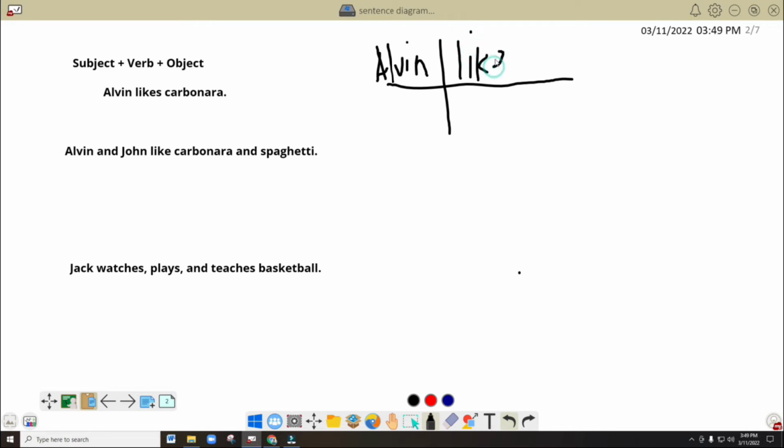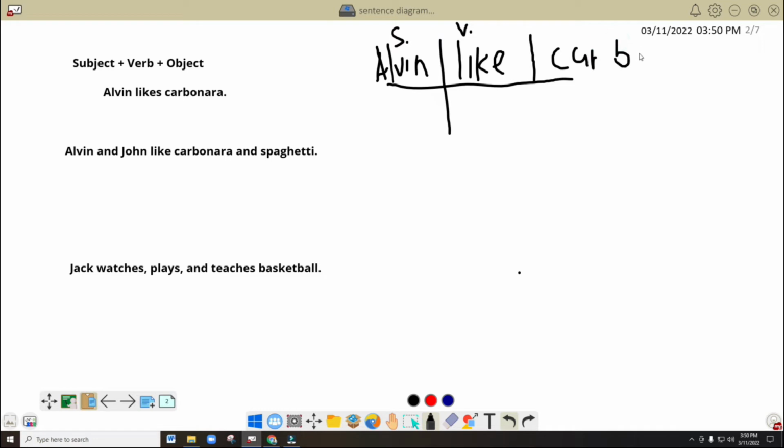"Carbonara" cannot be a verb because it doesn't state any action. Now, we have here the subject and the verb, so we're good. But where's the object? The object should go down here. Should we put a diagonal line here? No. Since "carbonara" doesn't give another name for the subject, it can't be a diagonal line, and "carbonara" doesn't describe Alvin either. So what are we going to do now? We are going to put a straight line here, not a diagonal line.